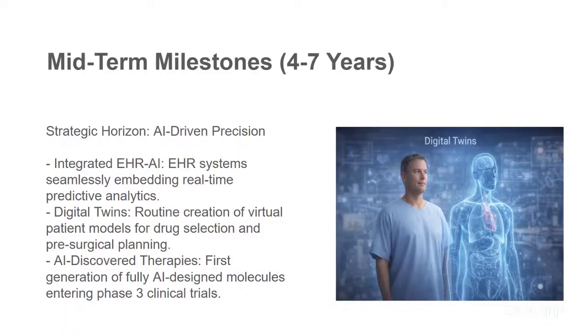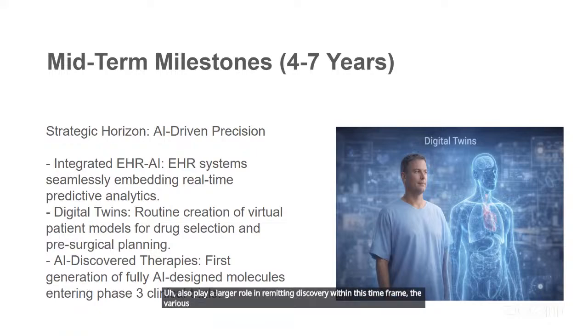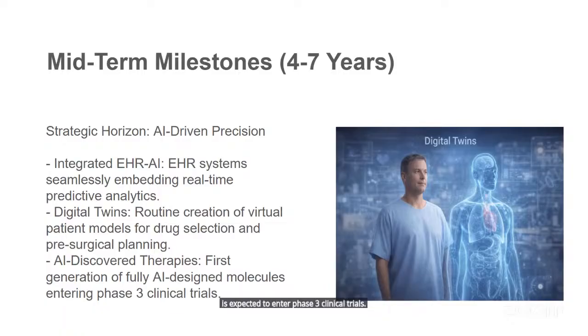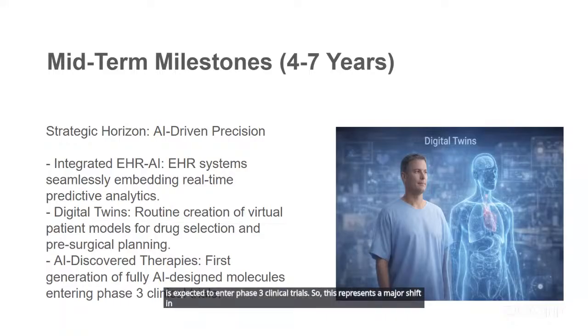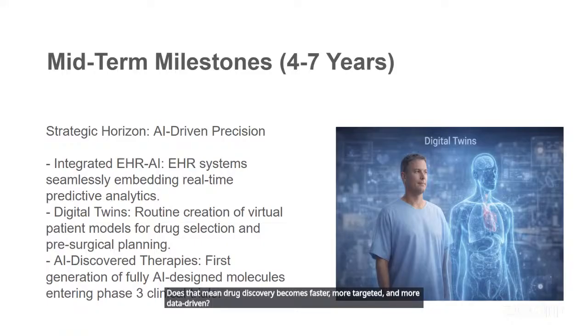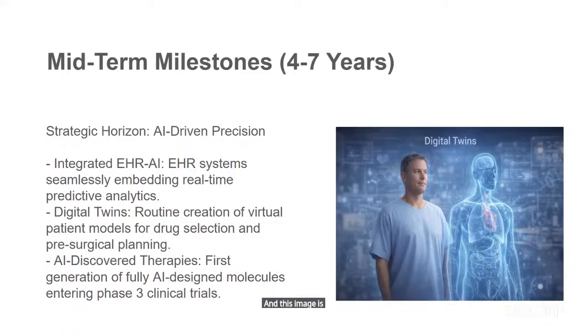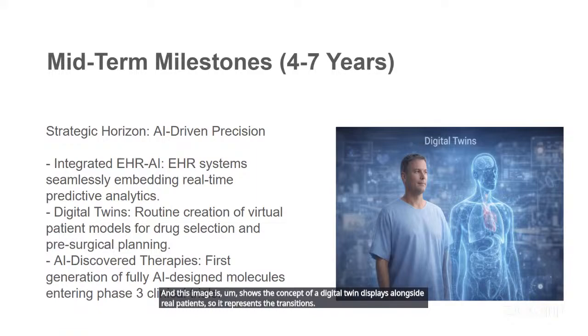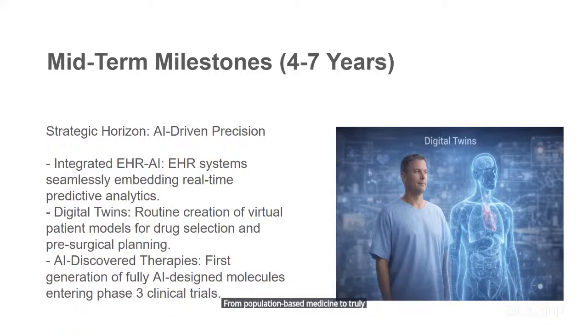Also, AI discovers therapies. AI will also play a larger role in therapeutic discovery. Within this time frame, the first generation of fully AI-designed molecules is expected to enter phase 3 clinical trials. So this represents a major shift in how new treatments are developed. So that means drug discovery becomes faster, more targeted, and more data-driven. And this image shows the concept of a digital twin displayed alongside a real patient. So it represents the transition from population-based medicine to truly individualized care.